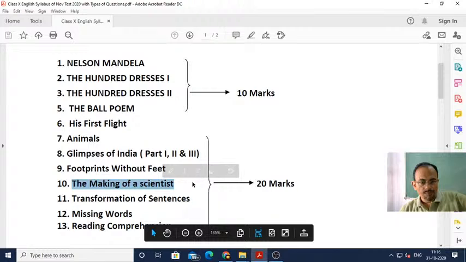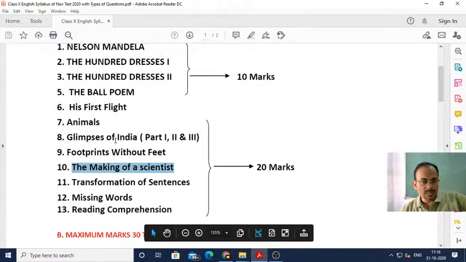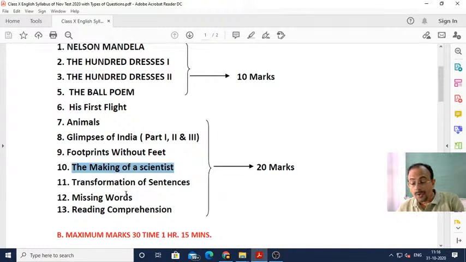So these all chapters, from animals to reading comprehension, will consist of 20 marks, so 30 marks once again. Okay, so dear students, from your supplementary reader, I have taken only two chapters. So the making of a scientist and footprints without feet you've got to prepare.